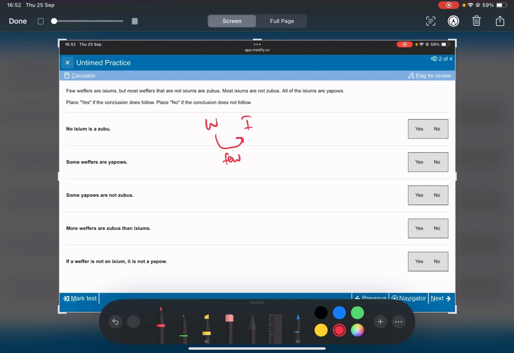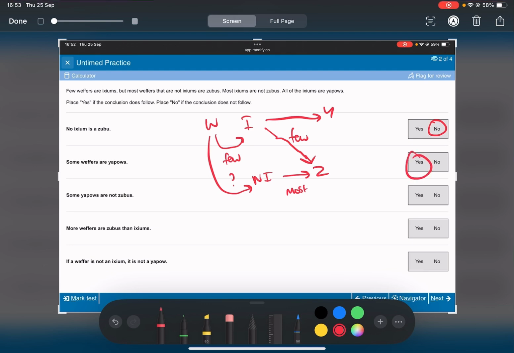Okay, so few weffers are ixioms. Most weffers that are not ixioms, most of these are zubus. Most ixioms are not zubus. So I guess instead of doing it that way, I'm just going to put few are zubus. Therefore, all of the ixioms are yapaos. So no ixiom is a zubu. That's wrong, because only a few of them are. Some weffers are yapaos. Yes.